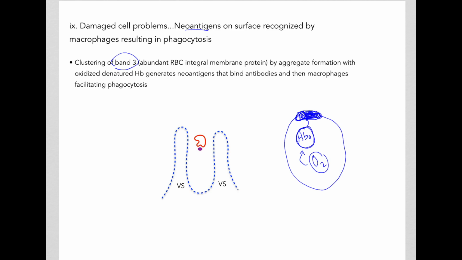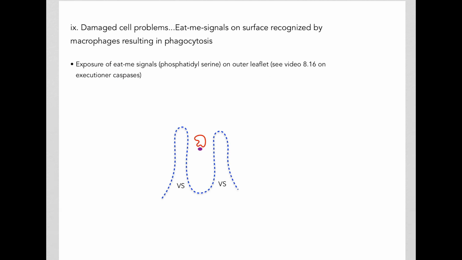And these new antigens are recognized by the immune system as a foreign chemical, and antibodies are produced against them. So once you have antibodies attached to these red blood cells, now macrophages and other phagocytic cells have very good receptors that can recognize this part of the antibody and eat up the red blood cell by phagocytosis.